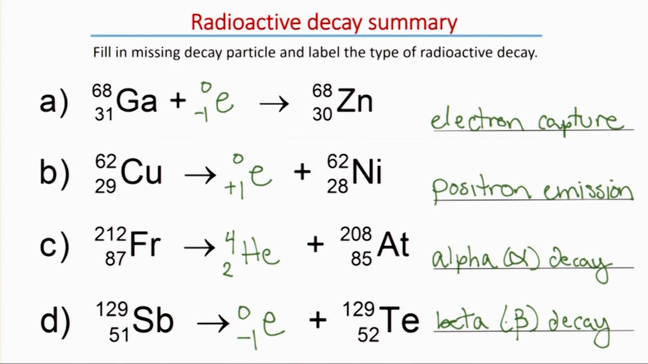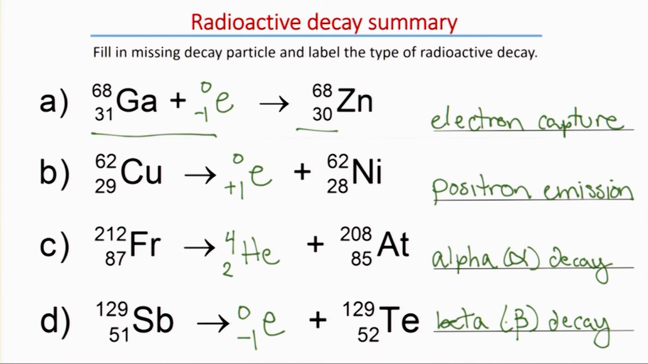All right, I hope you were able to figure this out as well. The first one was an easier one. It was the only one that was on the left-hand side. So this is the one that was the electron capture. Electron comes in, and you can see that the atomic number has gone down by 1. We had a proton converted into a neutron.